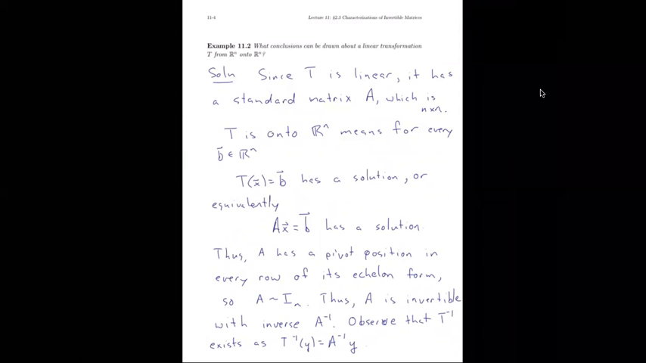The quick answer to this question, by the way, before I talk about some more details, is this: what conclusions can be drawn about a linear transformation T from Rn onto Rn? Well, if T is a linear transformation, then it has a matrix representation or standard matrix A. And if T is onto Rn, A is onto Rn as well.